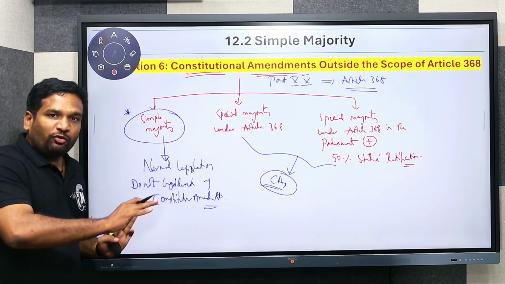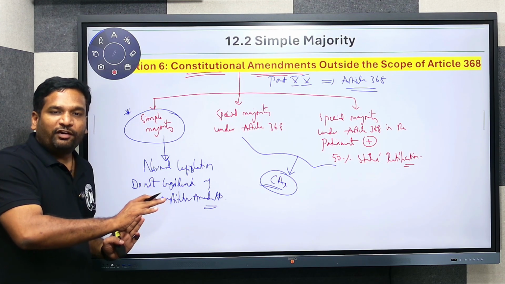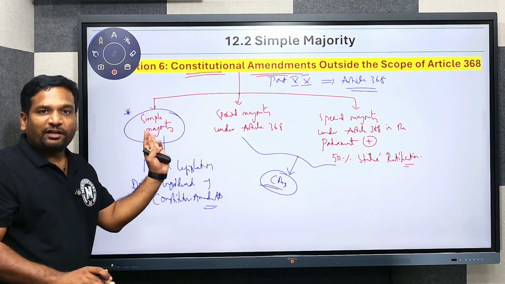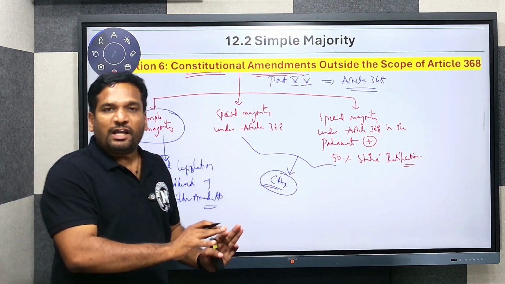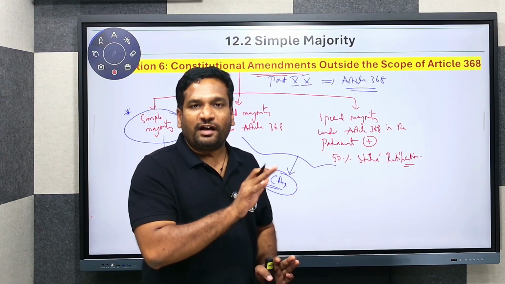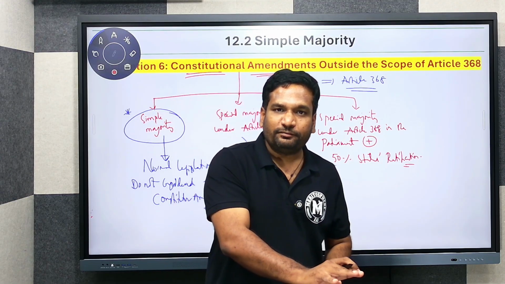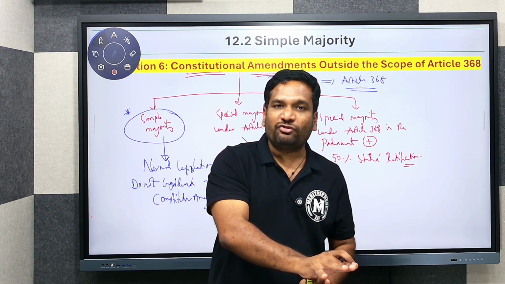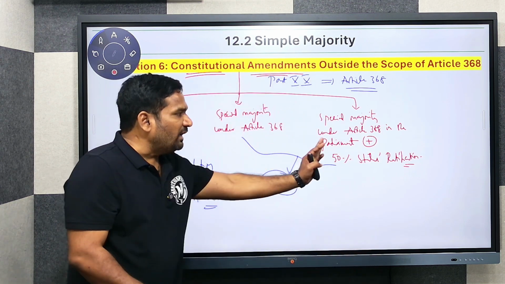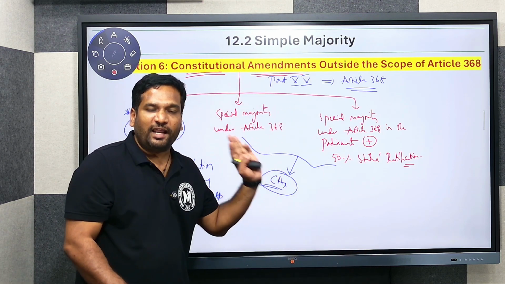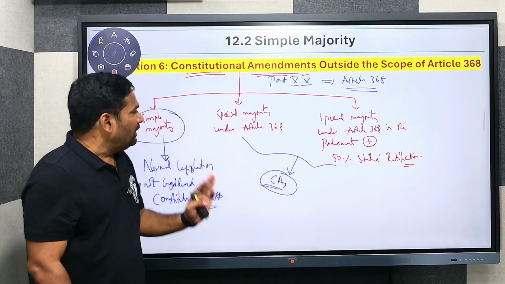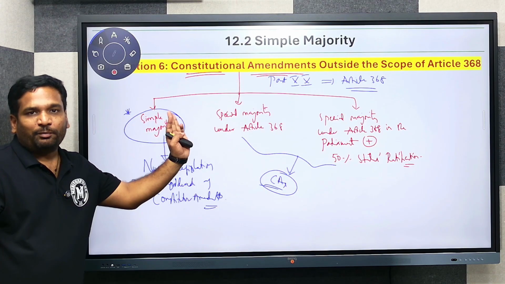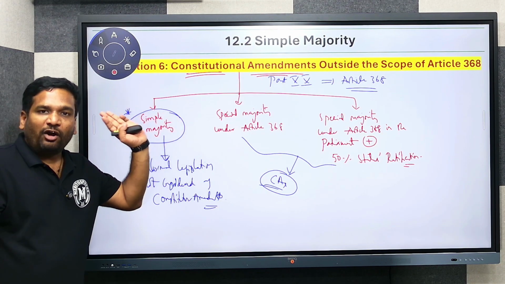So the constitution can be amended through simple majority also. We can include the text, we can exclude the text, we can repeal the text using simple majority. But those types of bills or legislations are not considered constitutional amendments, because Article 368 details the procedure of constitutional amendment, and only these two categories are considered constitutional amendments, and the simple majority is not considered.